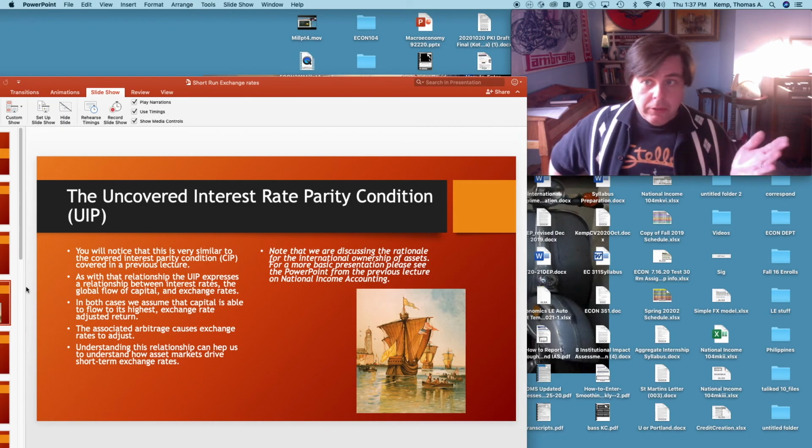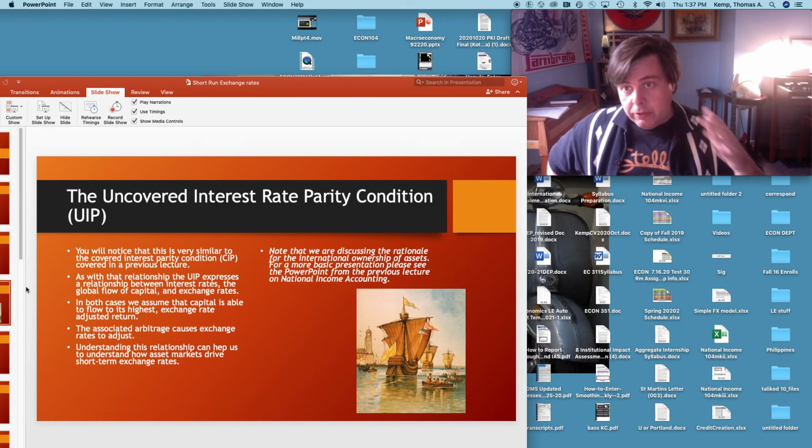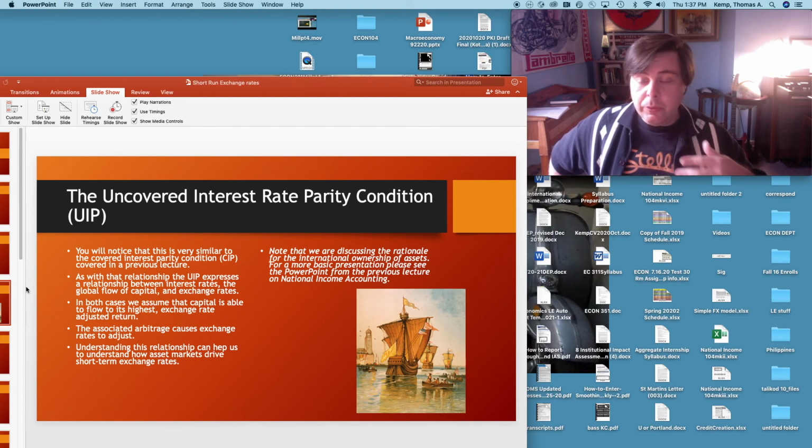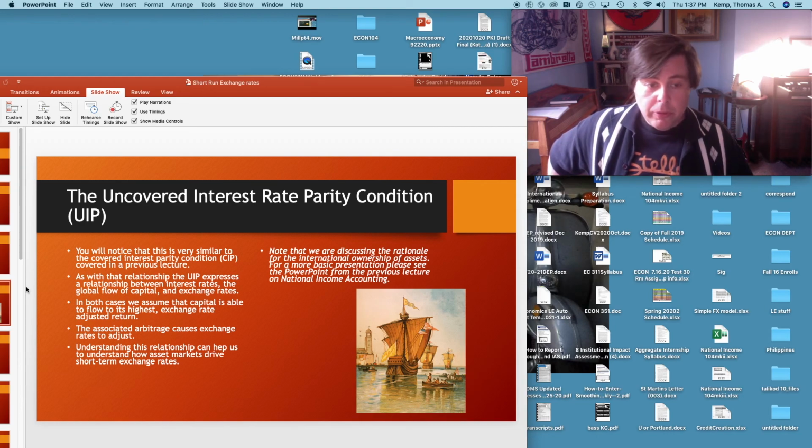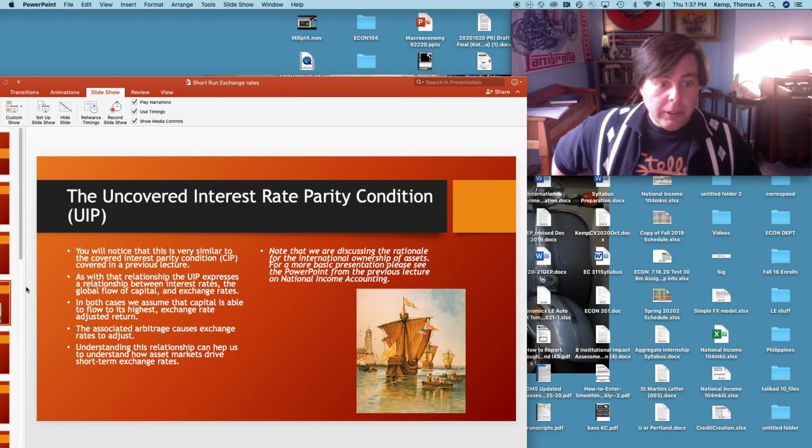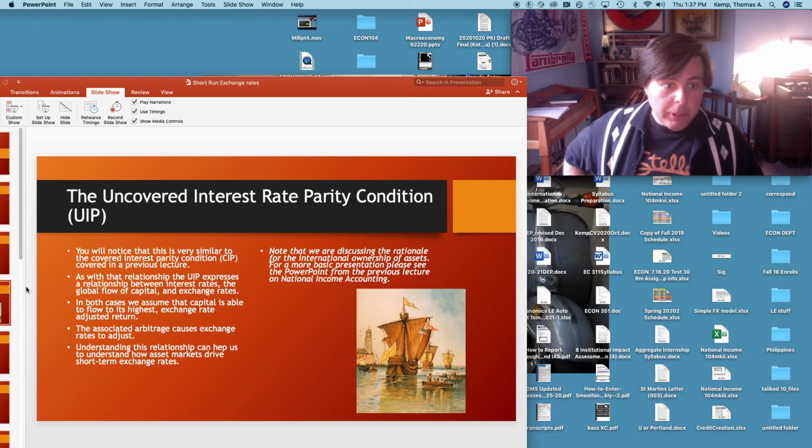One thing too: if you're having a hard time following this, please go back and review the PowerPoint on the rudiments of national income accounting, and particularly the current, financial, and capital account aspects of national income accounting.